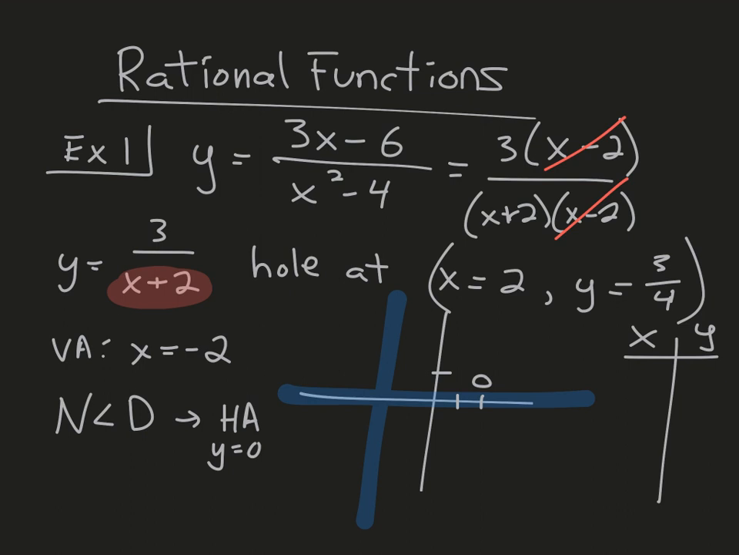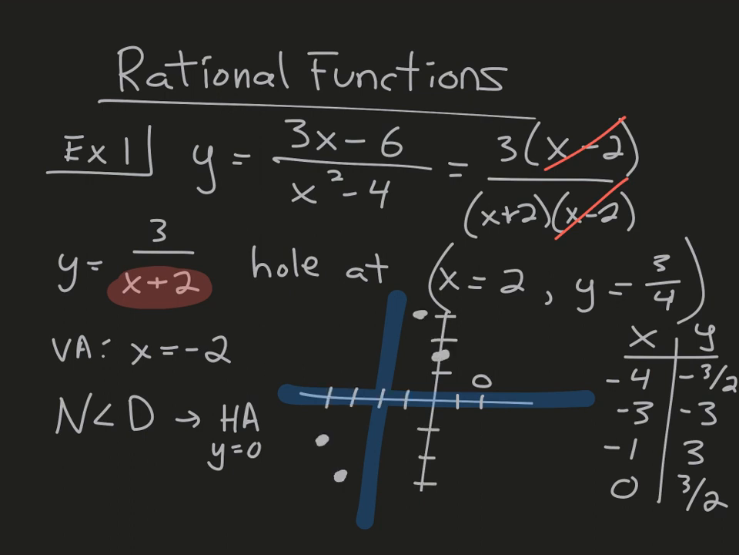And what I want to do is test points on either side of the asymptote, right? So I know the asymptote is at -2, so I'm just going to try -4, -3, -1, and 0. Just nice x values that are near that vertical asymptote. And I did the math for you, so those are the y values, and I can start plotting those things.